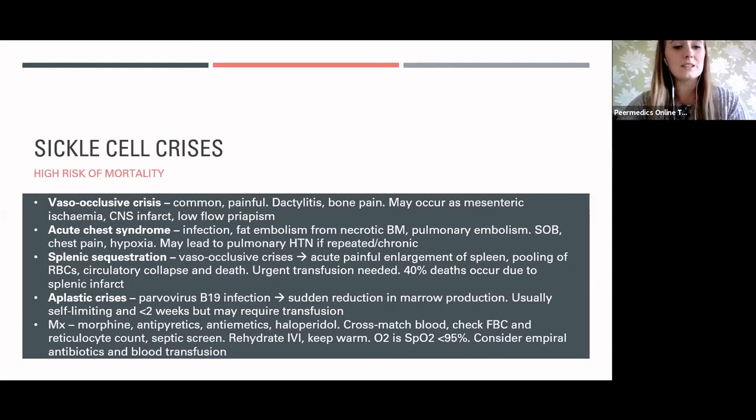To manage these, obviously make sure your patient's comfortable. You're going to admit them, give them morphine, antipyretics, antiemetics, haloperidol if they're quite anxious. Make sure you've got cross-matched blood so you can give blood transfusions. Keep an eye on the blood count and reticulocyte count. Do a septic screen, especially if infection's underlying. Make sure you're keeping them warm and hydrated. Give them oxygen if they are hypoxemic. Consider giving them empirical antibiotics and transfuse blood if you need to, but more often than not, you're probably going to need to transfuse blood anyway.